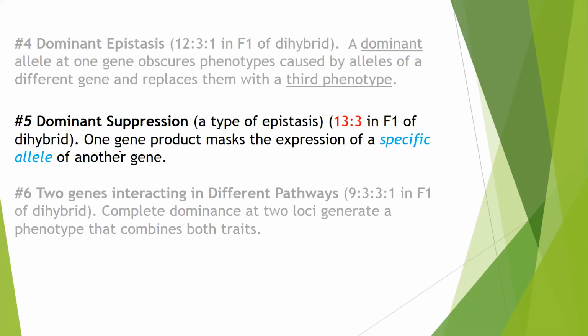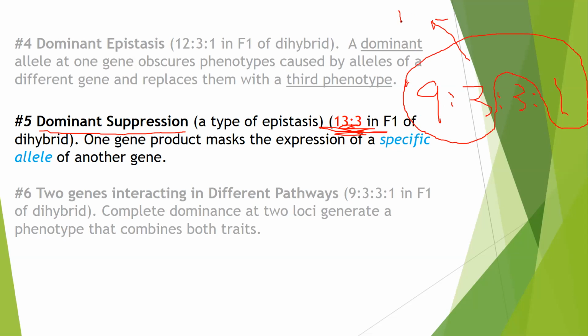Okay, the 5th one is called dominant suppression. For this type of relationship between two genes, we're going to see a little bit different ratio, which is 13 to 3. So it's very easy to understand this, right? If we group this with this, this will give you 13. And this is the 3.